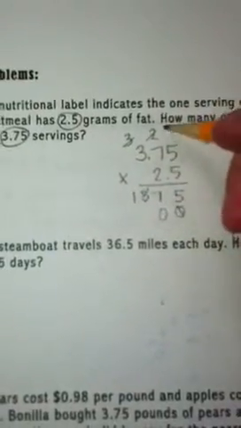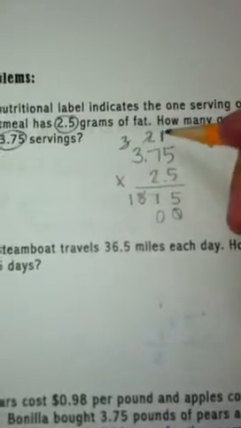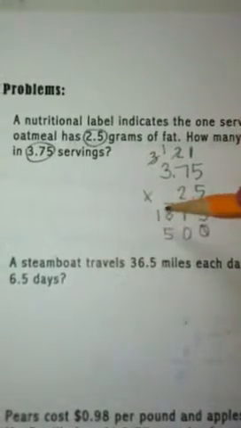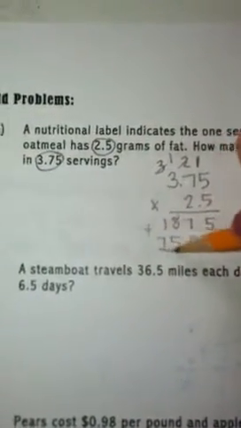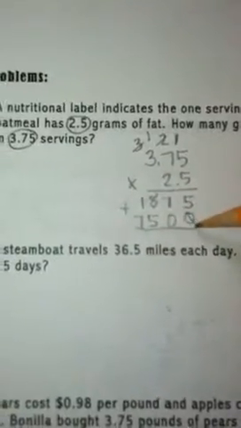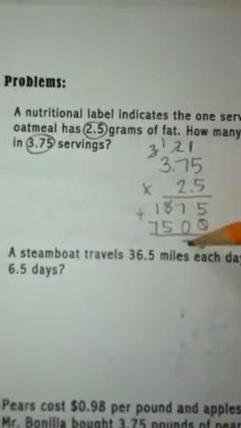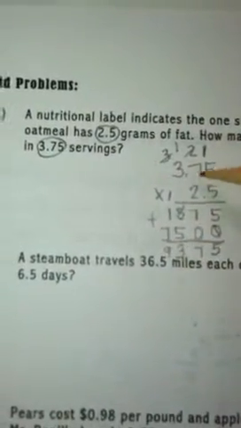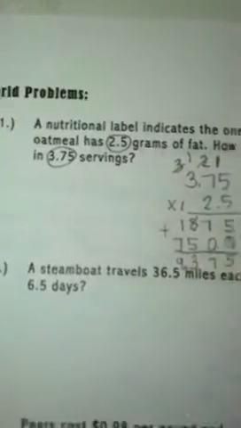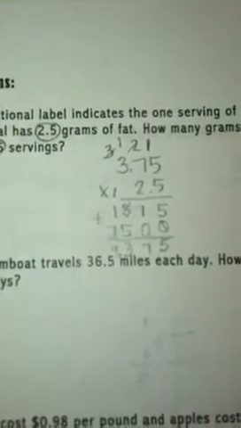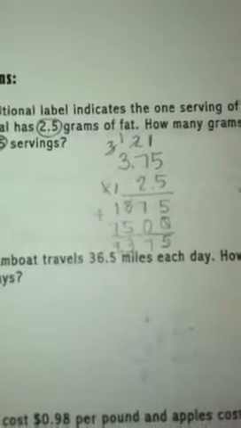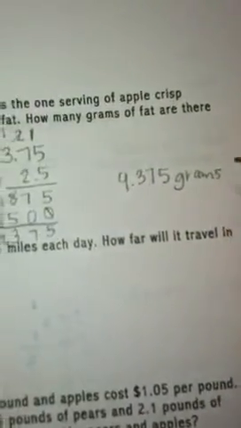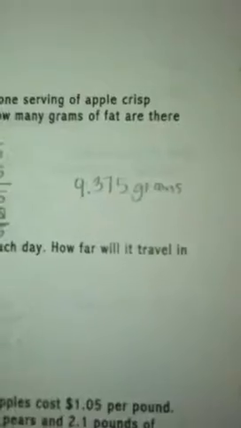2 times 5 is 10. 2 times 7 is 14, plus 1 is 15. And 2 times 3 is 6, plus 1 is 7. Okay, now we want to be careful when we line up our numbers. All right, so go ahead and add 5, 7, 13, 9. Okay, so that's a total of 3 numbers that come at the end of your problem. So that's our final answer. We have 9 and 375 thousandths grams of fat in the 3.75 servings.